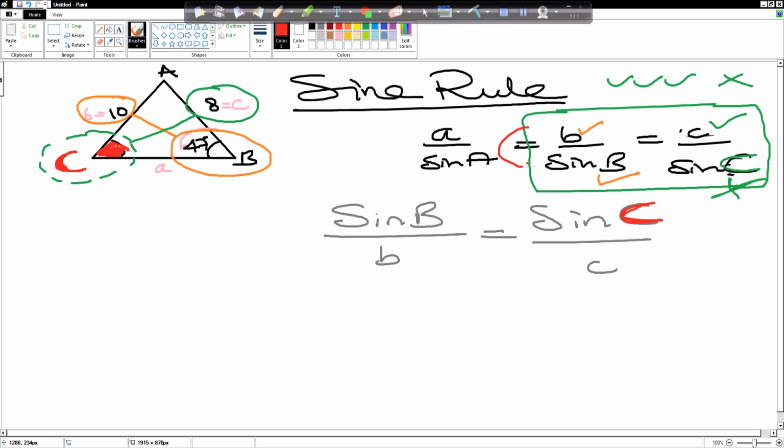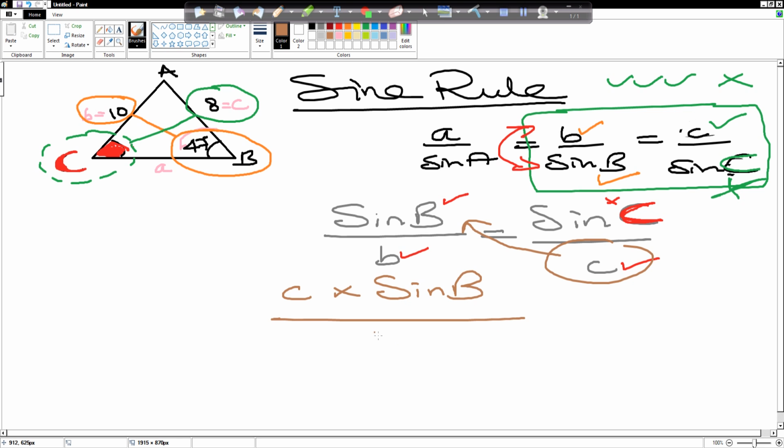So what did we do here? We turned everything upside down, this part of the formula. Everything on the bottom came to the top, and the top came to the bottom. Now we've got to look at the big C. So what do we do now? We know this, and we know this, but we don't know the angle. Now we need to rearrange it. So we've got little c multiplied by the sine of big B divided by little b is equal to the sine of big C.